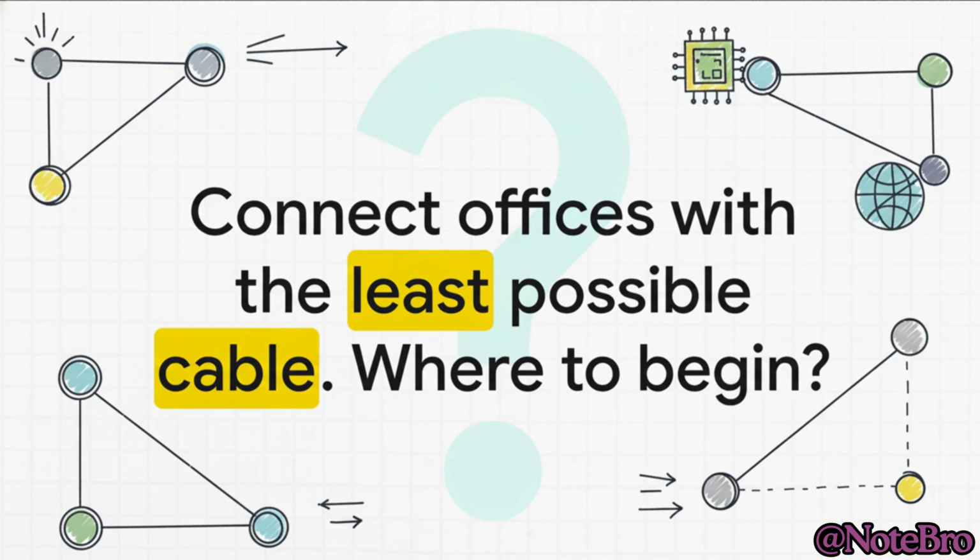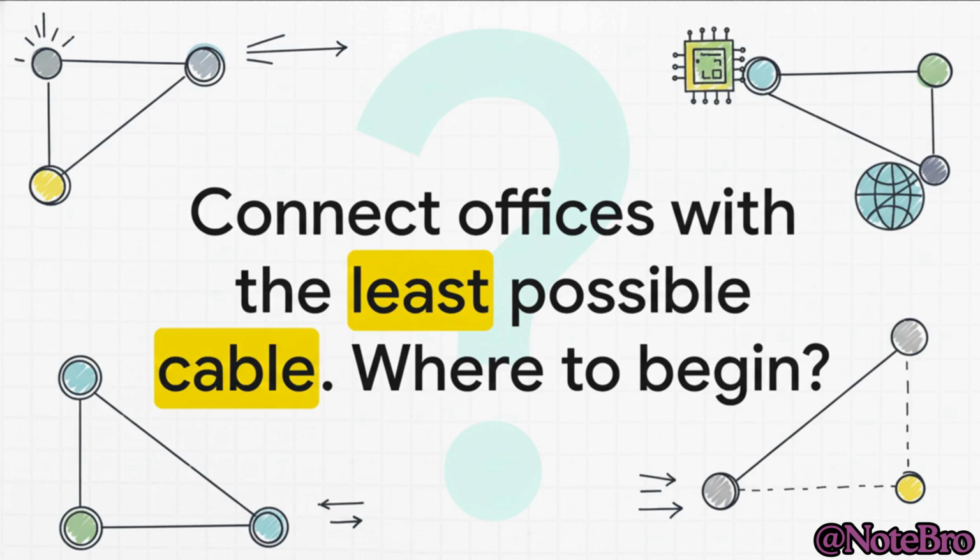Picture this. You're a network engineer. You've got a map with all your company's offices and all the possible ways you could connect them with fiber optic cable. Every single connection has a price tag. Your mission? Connect every single office, but for the absolute rock-bottom minimum cost. No office can be left out, but you can't afford to waste a single inch of cable. So where do you even start?